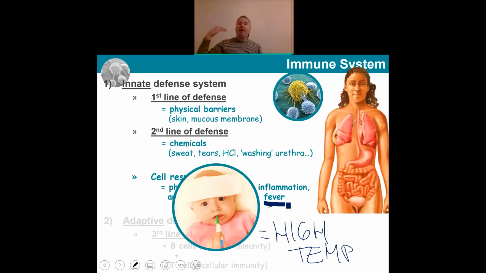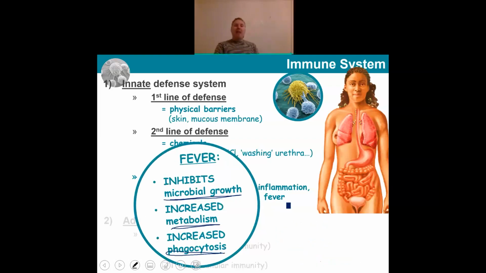Fever is abnormally or higher than normal body temperature. So we try to see if your temperature is higher than what it normally would be. If it is higher, you have a fever. Well, the question then would be: would it be good to have a fever or not?